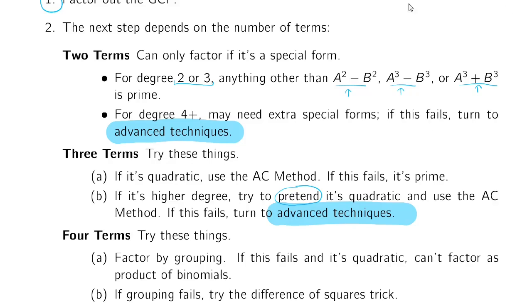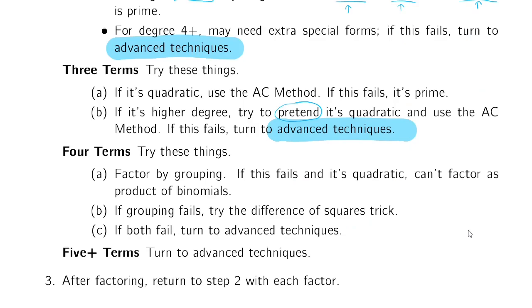What about 4 terms? If we have 4 terms, we'll start by trying grouping. If it fails and our polynomial is quadratic, we can't factor it as a product of binomials at least. If grouping fails, we'll try the difference of squares technique. If it's high degree and both of those fail, we'll turn again to our advanced techniques. If we have something with 5 or more terms, we'll turn to advanced techniques as well.